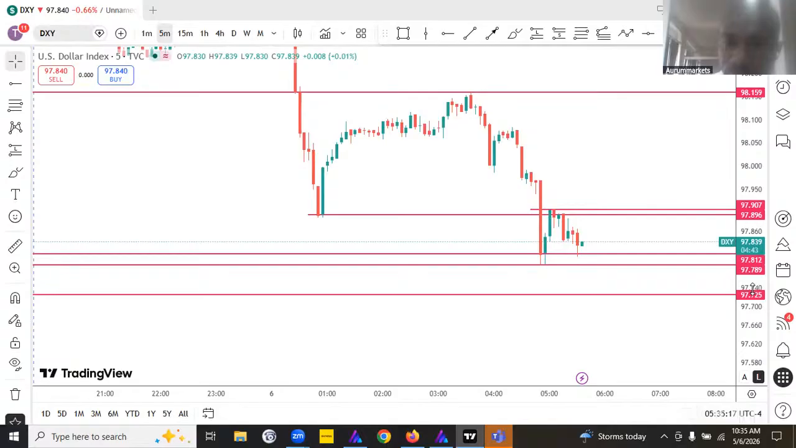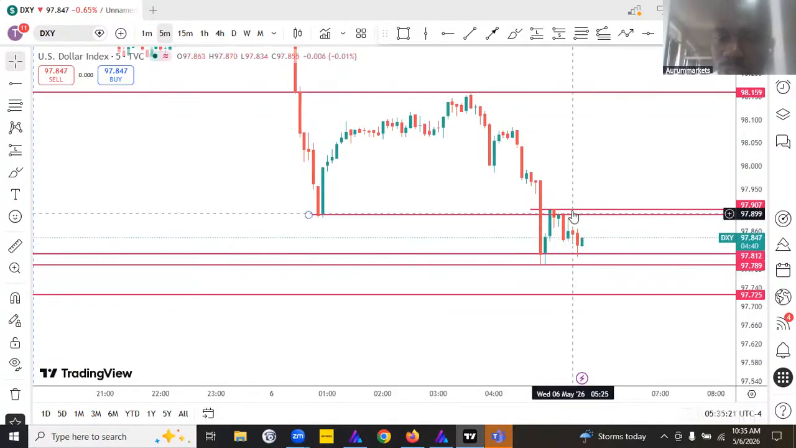So that's my take for the dollar today. If the 4-hour candle closes above this zone, I will buy.